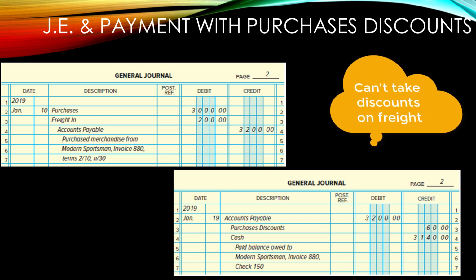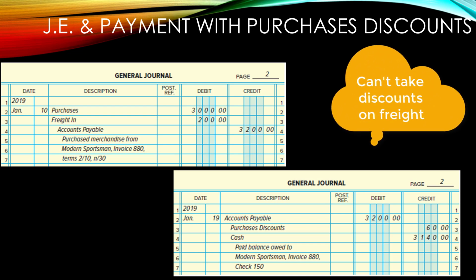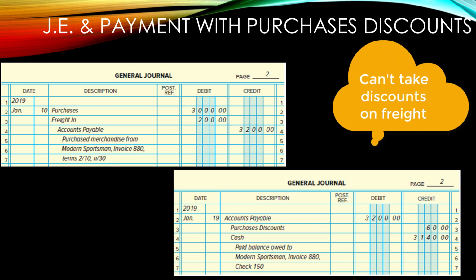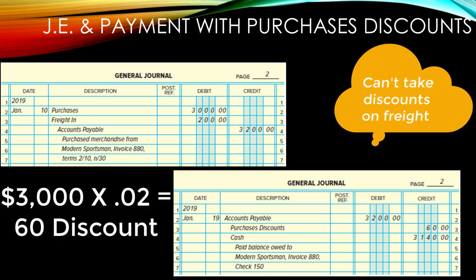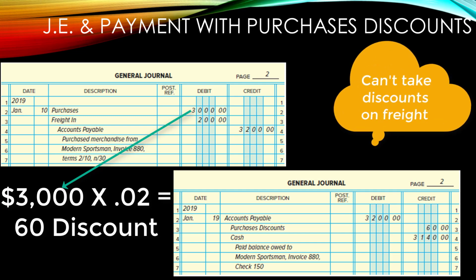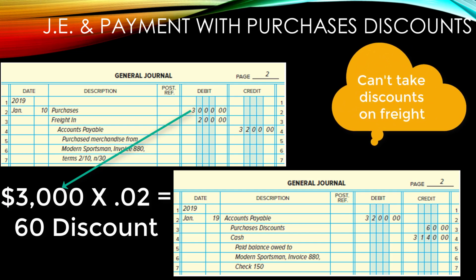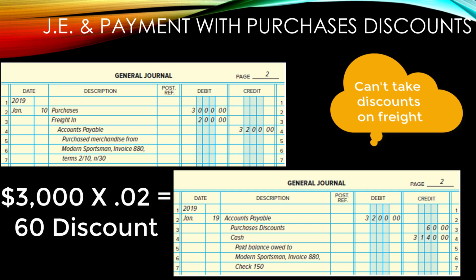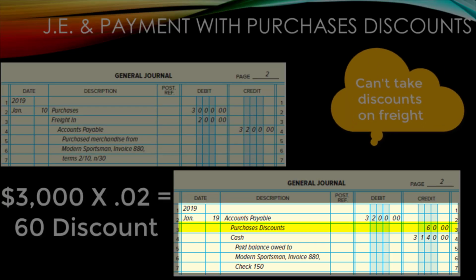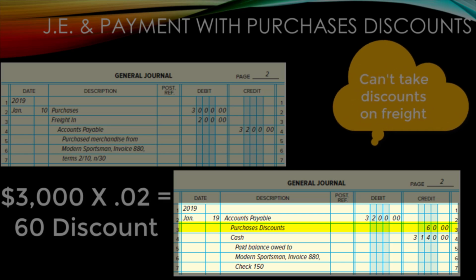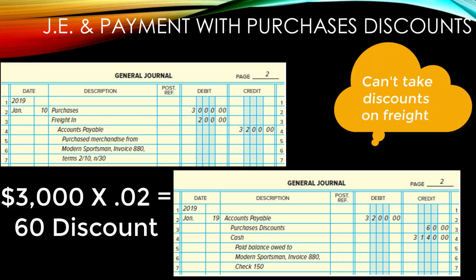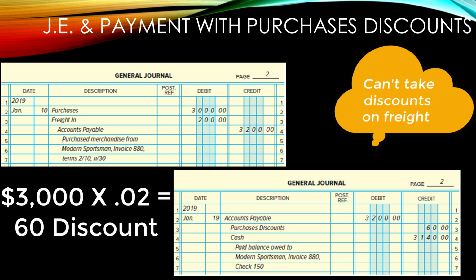However, that 2% is only applied to the merchandise, not the freight. In this case, the discount of 2% is only applied to the $3,000 purchase. Take a look at this slide and make sure you understand this transaction. This is a stumbling block in the chapter for some students.